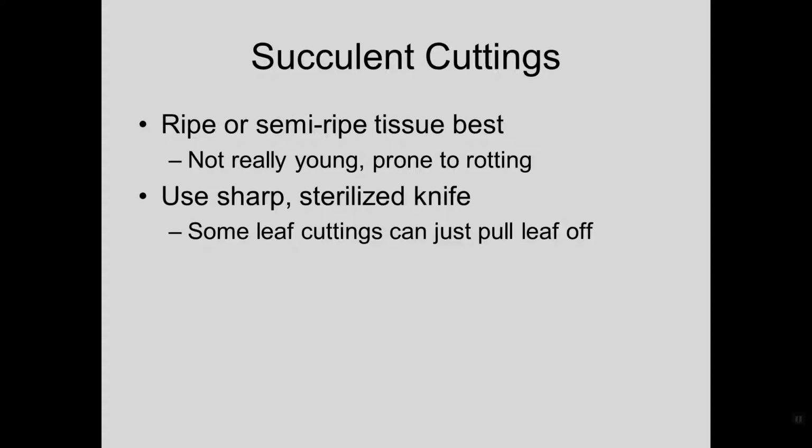Some leaf cuttings you can just pull off the mother plant and plant those. So this is probably the most unique aspect of succulent cutting. Unlike other types of perennials, let's say you're doing lavender, that's different than this. Lavender is not a succulent, but you would just take the cuttings and put them right into the media in a moist, warm, well ventilated environment.